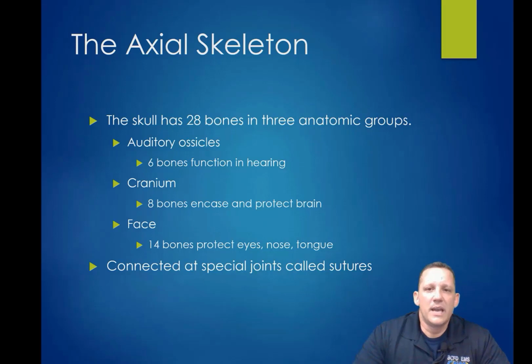So our skull has 28 bones and 3 different anatomical groups. The auditory ossicles, right? And that's 6 bones that function in hearing. The cranium has 8 bones that encase and protect the brain. That's its sole goal at that point. And then the face has 14 bones that protect the eyes, the nose, and the tongue.